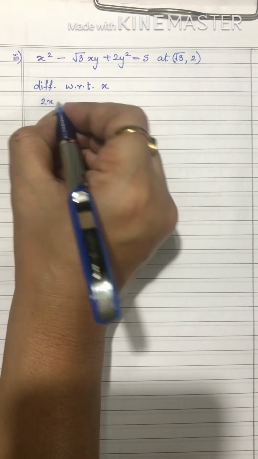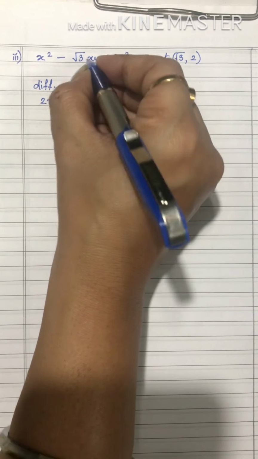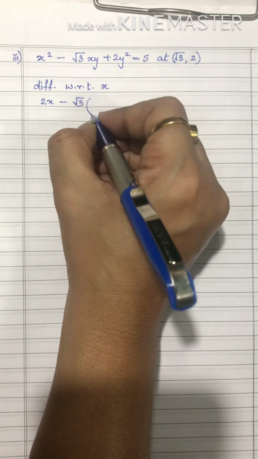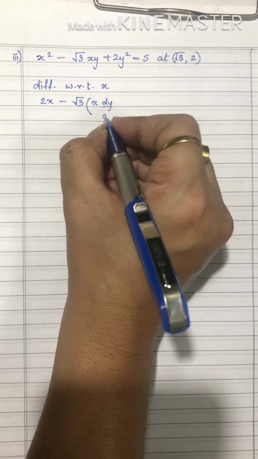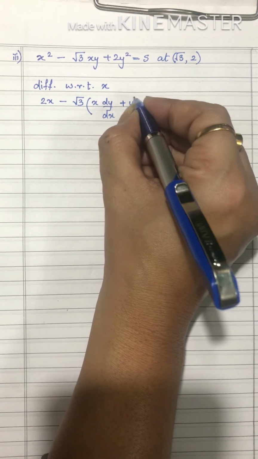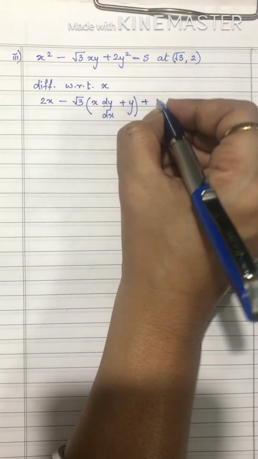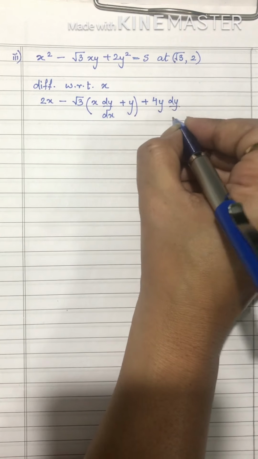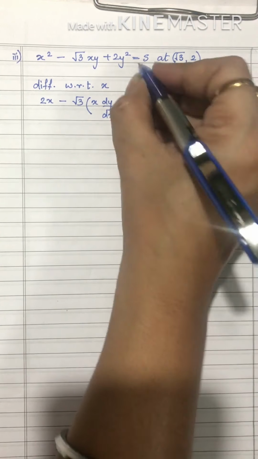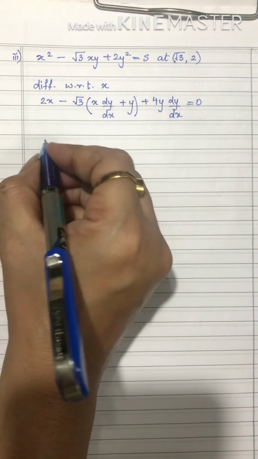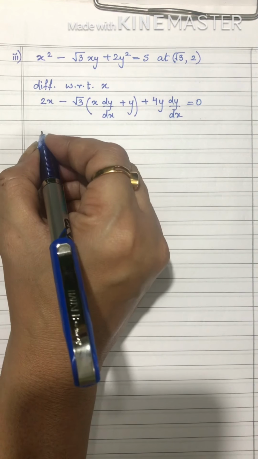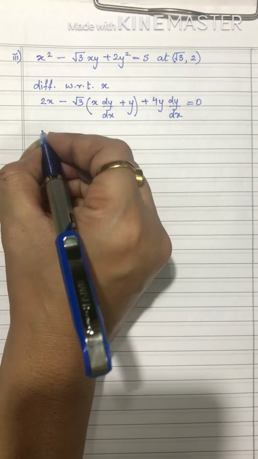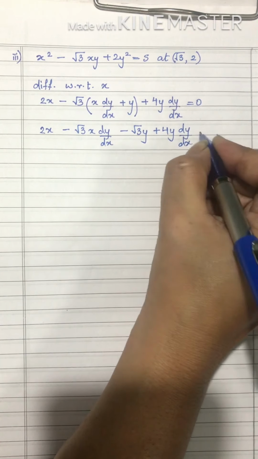What we get here, 2x minus root 3. Now this is u into v form, right? So we write it x dy by dx plus y d by dx of x will give you 1 plus 4y dy by dx is equal to 0. Okay, d by dx of 5 will be 0. Now let's solve this further. What we get, 2x, I'll have to take this root 3 inside, so we get minus root 3x dy by dx minus root 3y plus 4y dy by dx is equal to 0.